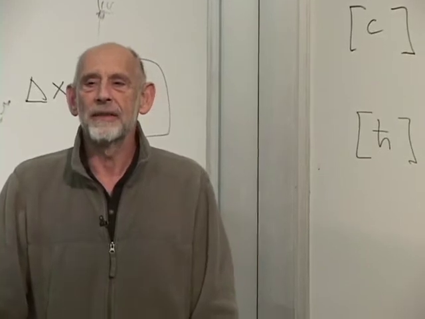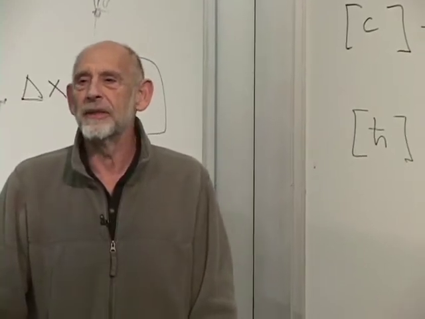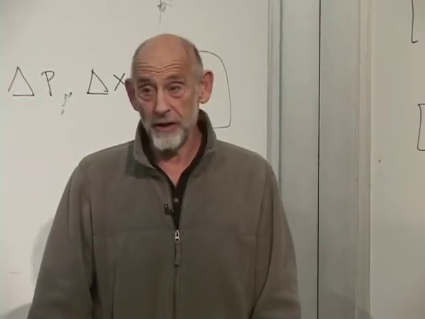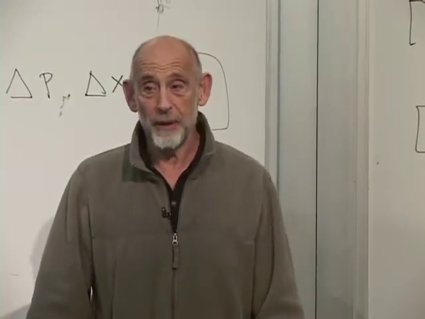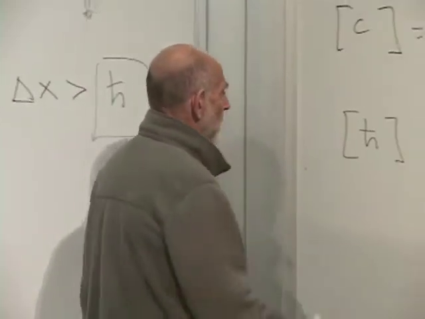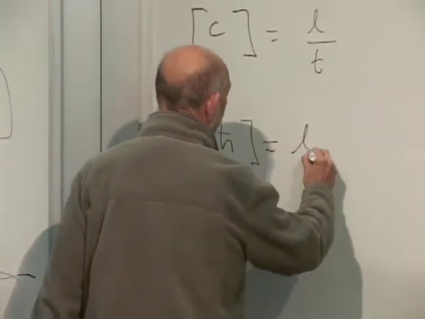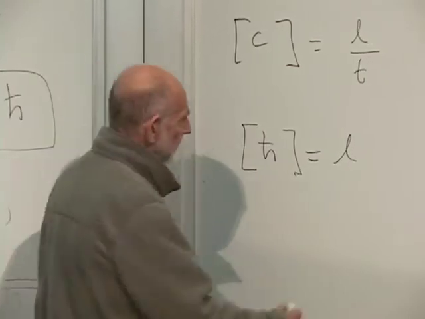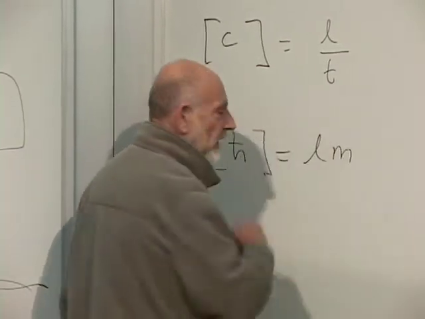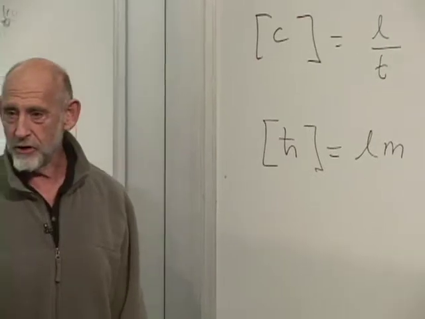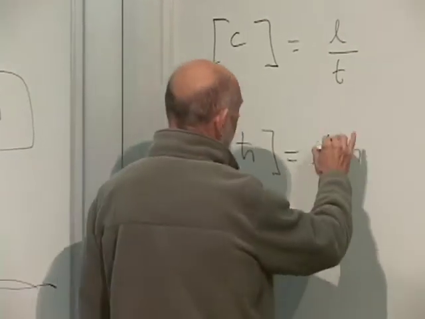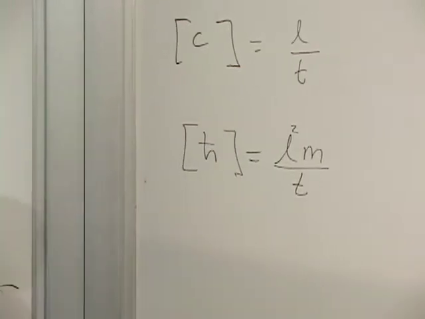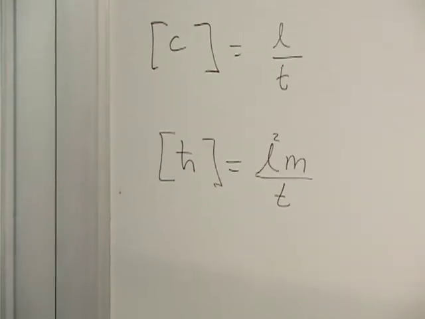Where'd you get that from? Momentum times distance, right? Delta x, delta p, so that's a length. And then a momentum is a mass times a velocity. And a velocity is a length over time. So that's length squared over time. Length squared mass over time, that's Planck's constant.